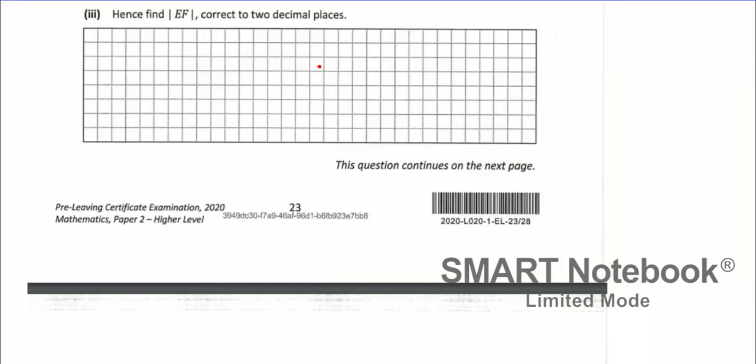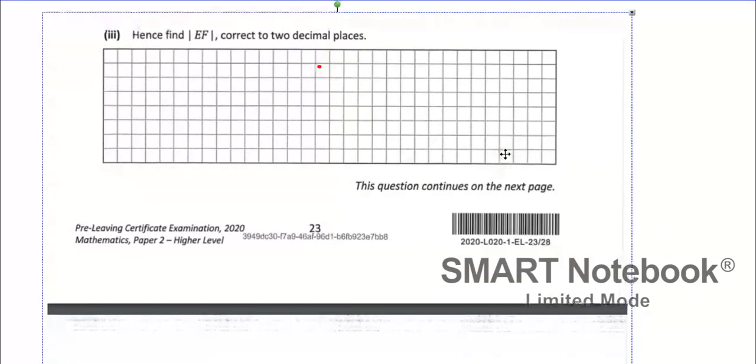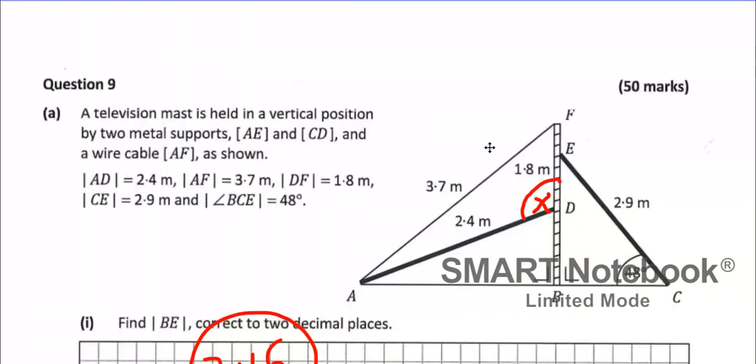Okay, we're after E to F now. E to F. Now, where is E to F located? This one here. Okay. So we're after this little line here. Oh dear, it's gonna be tough.